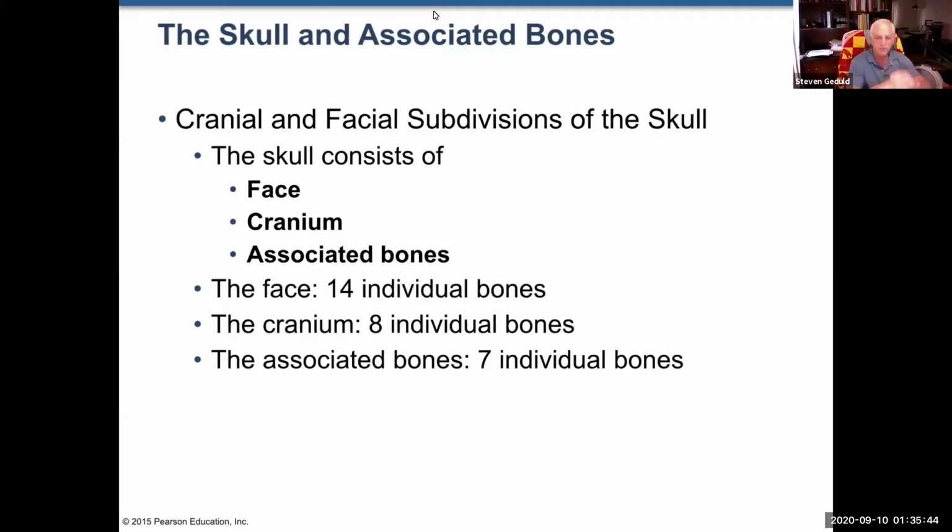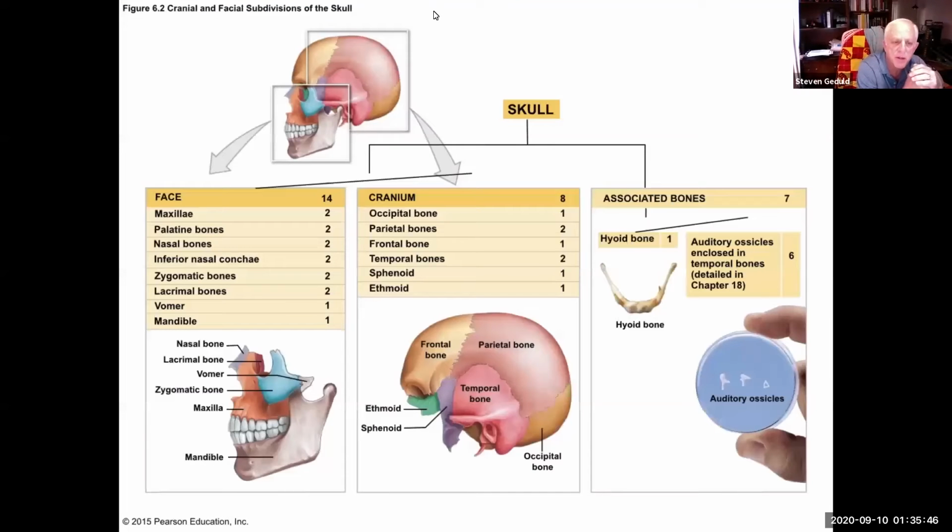Here's how they break down. Your face has 2 maxillas paired right and left sides, 2 palatine bones, 2 nasal bones, 2 inferior nasal conchae, 2 zygomatic bones, 2 lacrimal bones, 1 vomer bone, which goes in the midline, and 1 mandible. Those are the 14 bones of your face.